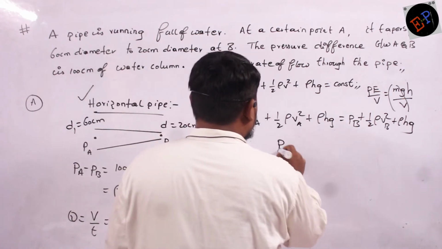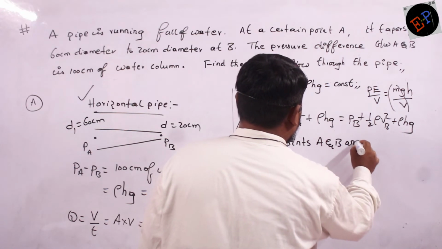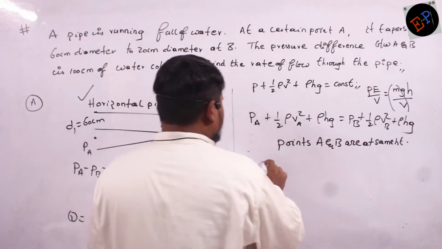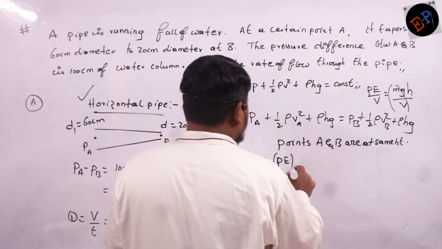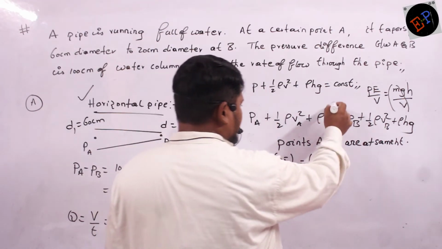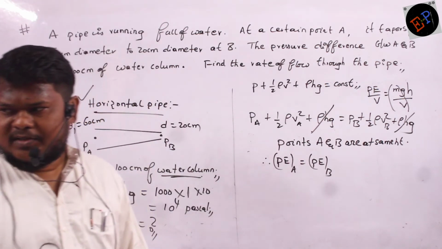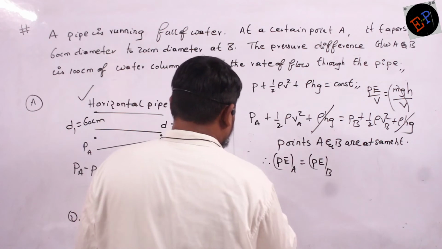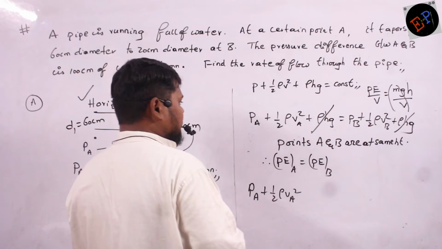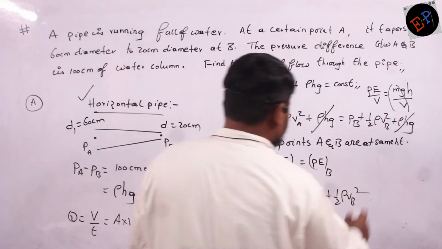So therefore I will write points A and B are at same height. Okay? So they are at same height, therefore potential energy at point A must be equal to potential energy at point B. So what I can do, I can cancel the potential energy per unit volume because they are equal. Are you able to understand? Now what is the equation I am left with? PA plus half rho VA square, clear no? This is equal to PB plus half rho VB square. I am left with this one.